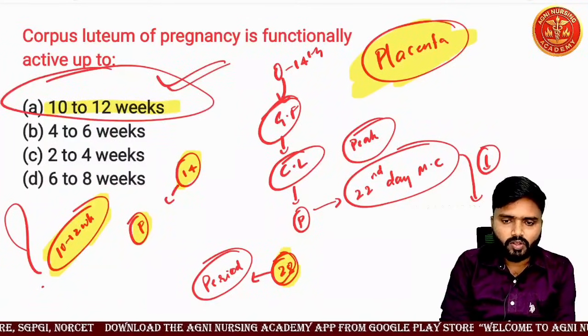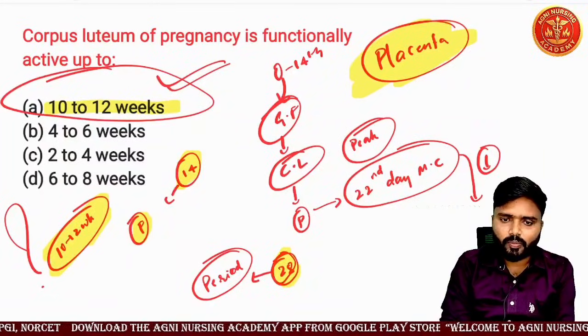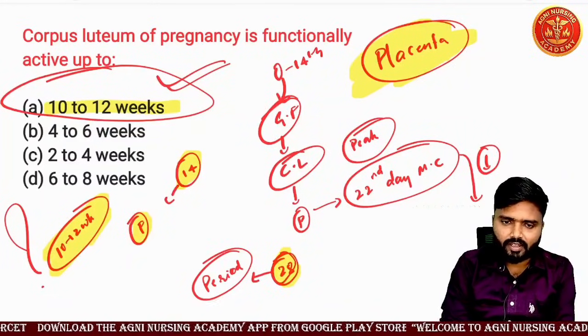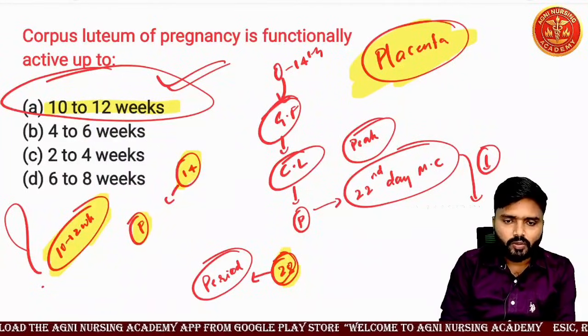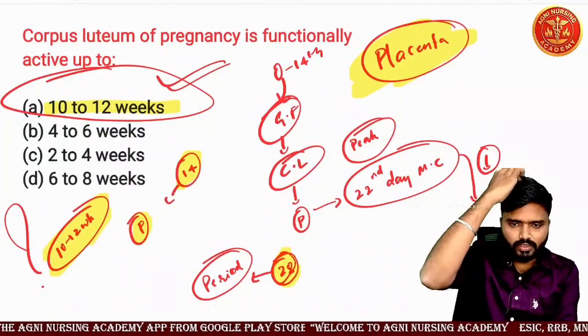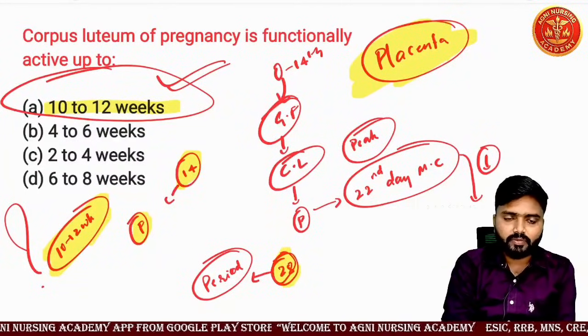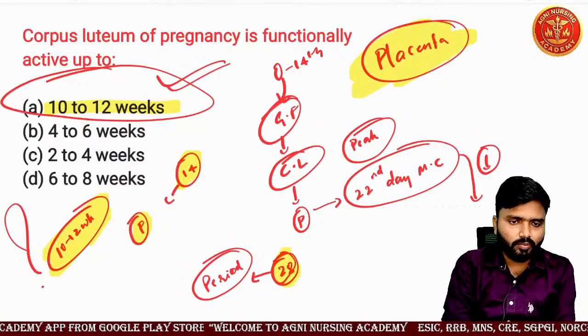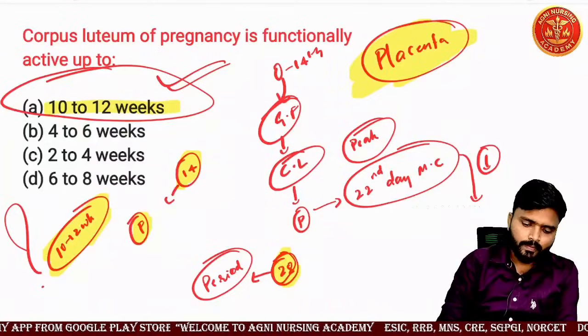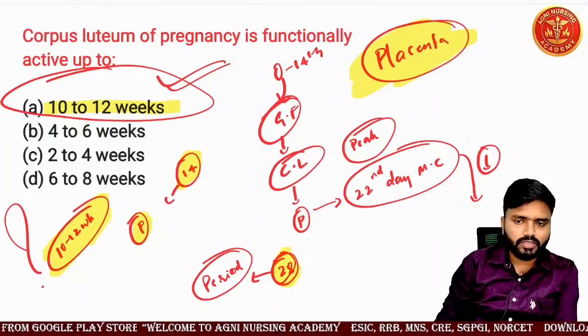So normally the corpus luteum will be set up on the 28th day of the cycle, that is the last day, and it will peak on the 22nd day of the menstrual cycle. If pregnancy happens, it will continue up to the 10 to 12 week, up to the full formation or full maturation of the placenta. So option A is the correct answer for this question.